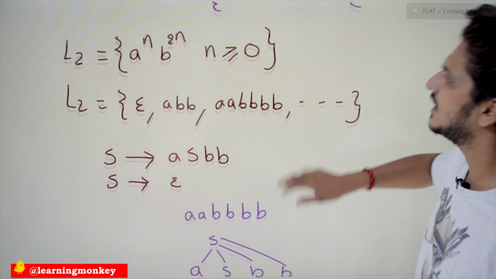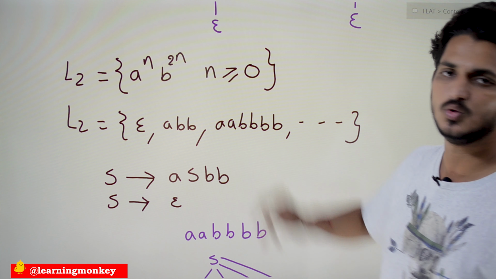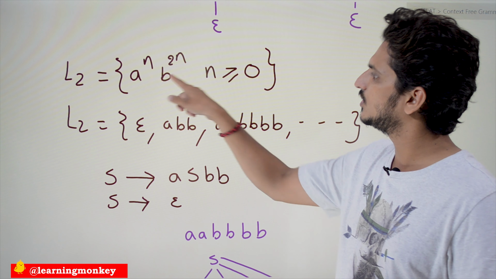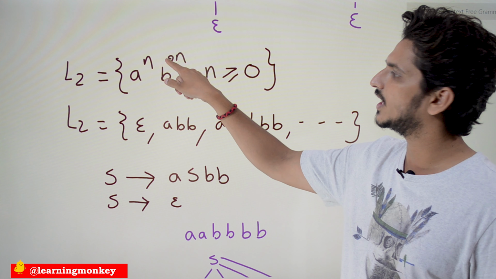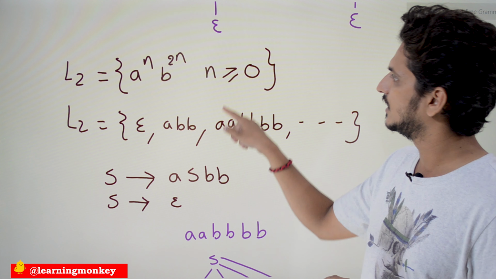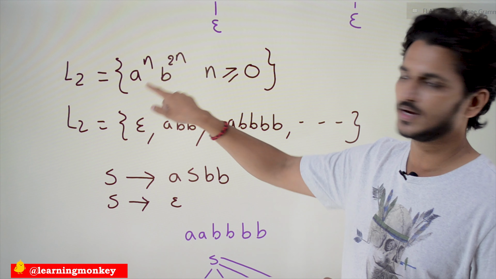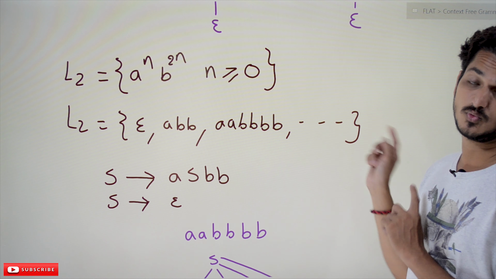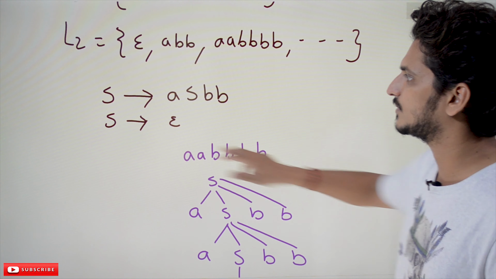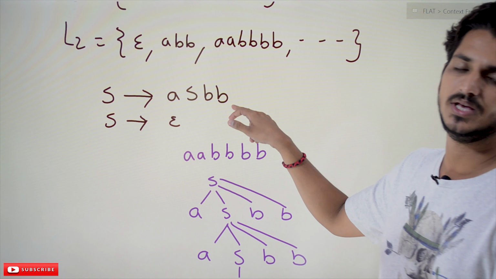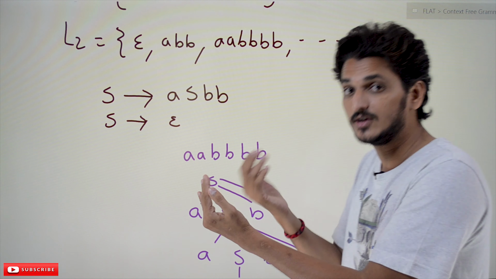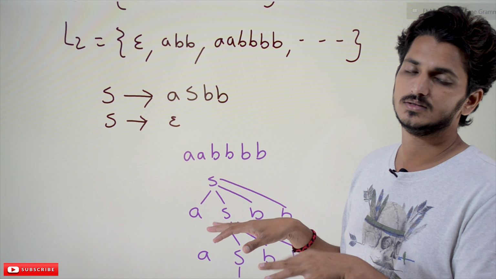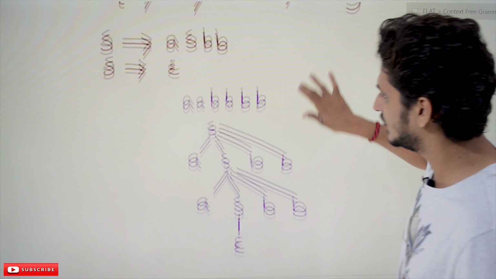Let's take one more example. Let's take L2 equal to a power n, b power 2n, where n is greater than or equal to 0. If you take n equal to 0, it is epsilon. If you take n equal to 1, it is a followed by 2 b's. If n is equal to 2, it is 2 a's followed by 4 b's. This is what you have to write. It's very simple to write the context-free grammar for this. S tends to a S b b: a single a, then after that you identify 2 b's. Or you can stop using epsilon. This is how we write the context-free grammar. It will be executed like this.